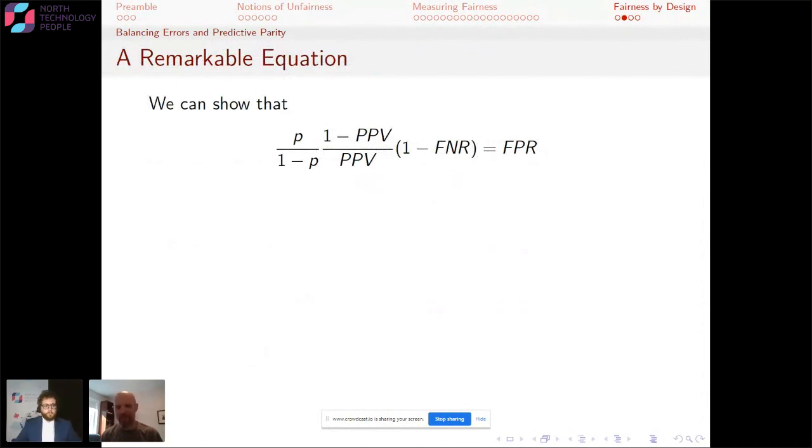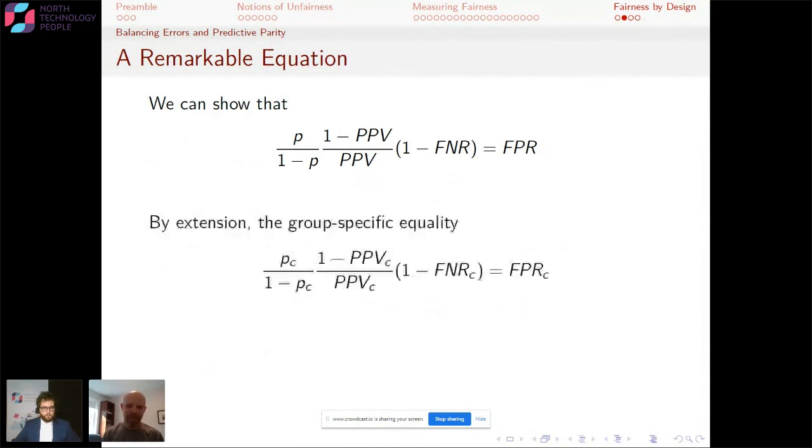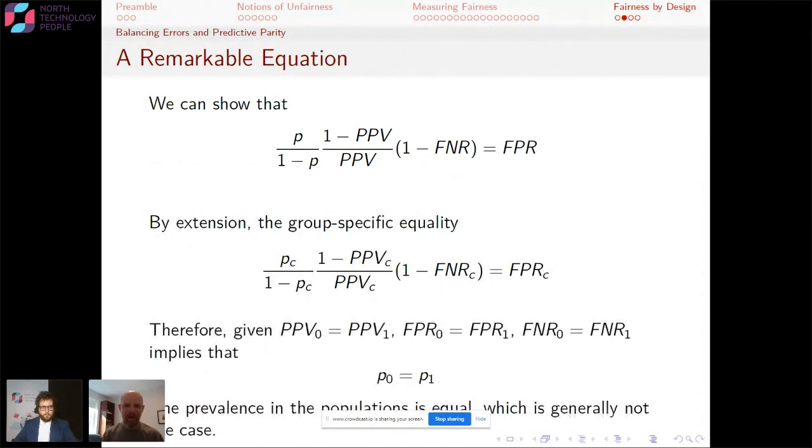Let's do both. And I'll leave you this as a quick exercise. If you just plug in the formulas, it's pretty straightforward to show that the prevalence, p over 1 minus p, times the predictive odds, 1 minus precision over precision, all times the true positive rate, equals the false positive rate. And of course, by extension, this is true for each group. Now if we plug in the same precision, the same false negative rate, and the same false positive rate, that implies that the only way that can happen is if the prevalence, the initial probabilities p0 and p1, are the same.